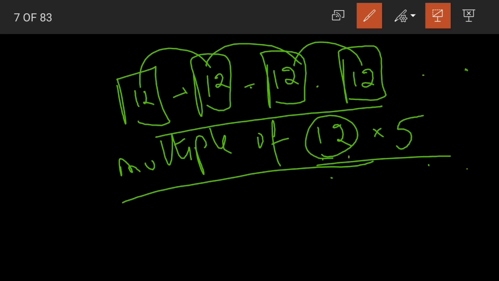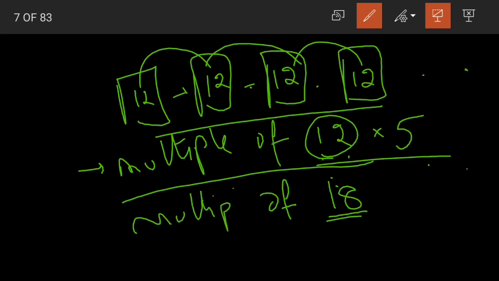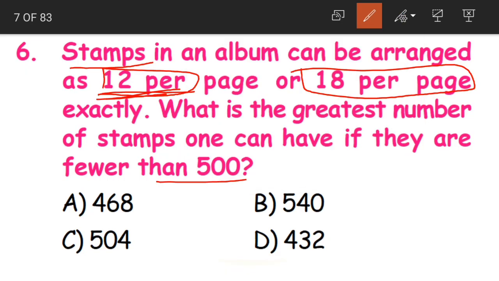Now what are they saying exactly? Not only 12, the number of stamps can also be arranged as 18 per page. So that means it can be a multiple of 18 also. Yes, it can be either a multiple of 12 or it can be a multiple of 18. Now what should we do in such cases when such question is asked? You need to find out the least common multiple of 12 and 18.